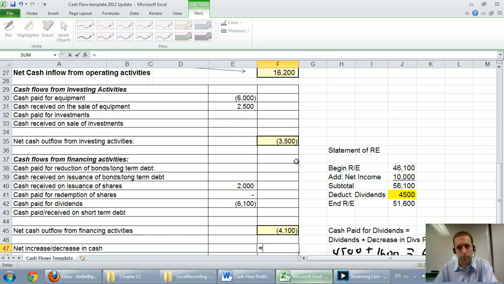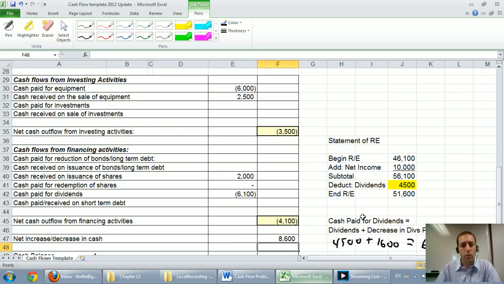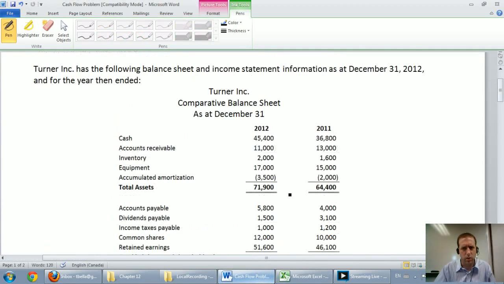So overall, $16,200 minus the $3,500 minus the $4,100. Overall, cash went up by $8,600 according to my calculations here. Now there's a very easy way to check this. This is why I love accounting. You can double check a lot of your work. How will I know if cash went up by $8,600? I did all this work to figure that out. Did cash really go up by $8,600? Let's look on the balance sheet.